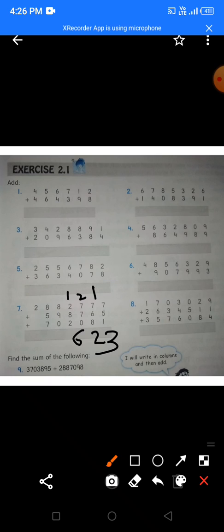Okay. So 2 plus 2 is 4. 4 plus 8 is 12. 12 plus 1 is 13. So what will I write here? 13 here and I will carry 1. Okay. So 9 plus 9 will give me 18. Then again I will carry 1 here.